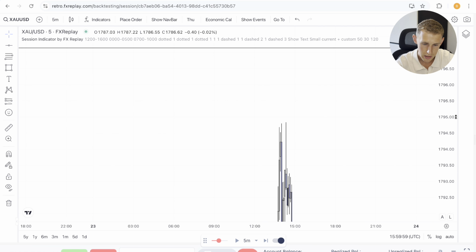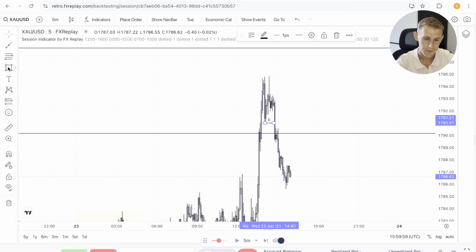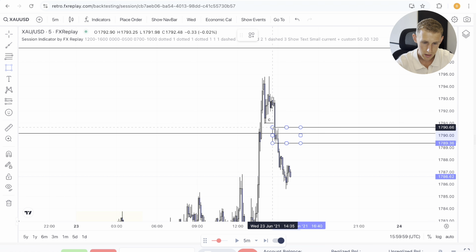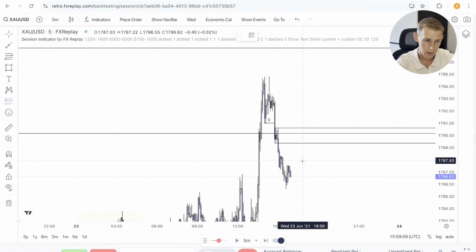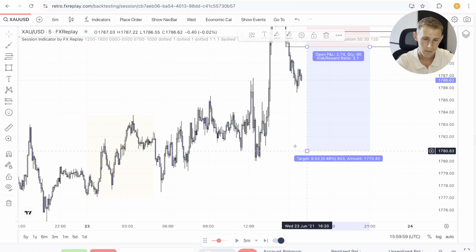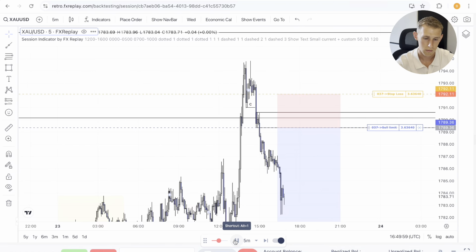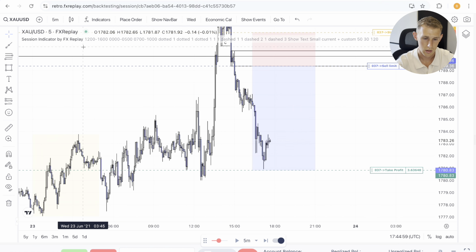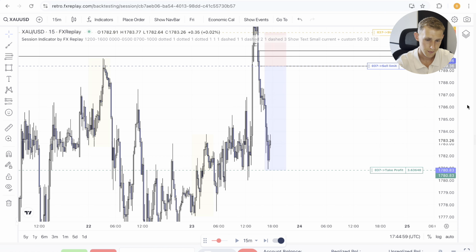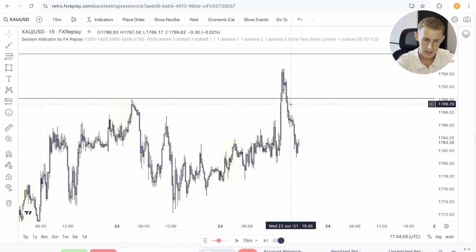Did that high sweep? Yeah, so I would consider this a change of character. So price put in a new high here. It then broke lower, just here. We've got this area of supply to enter off. So let's have a look how this goes. It doesn't seem like it's pulling back for us. Yeah, so I wouldn't enter on this area anymore.